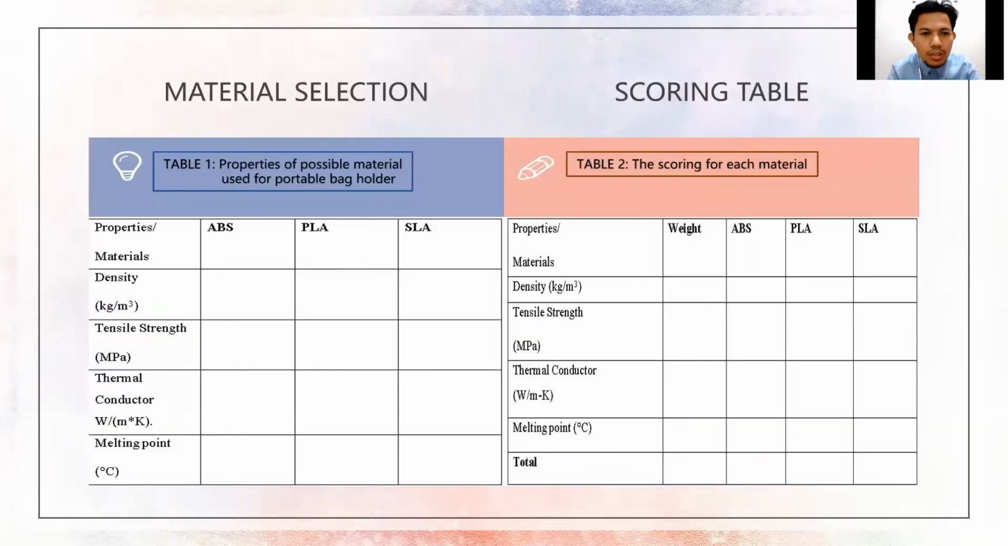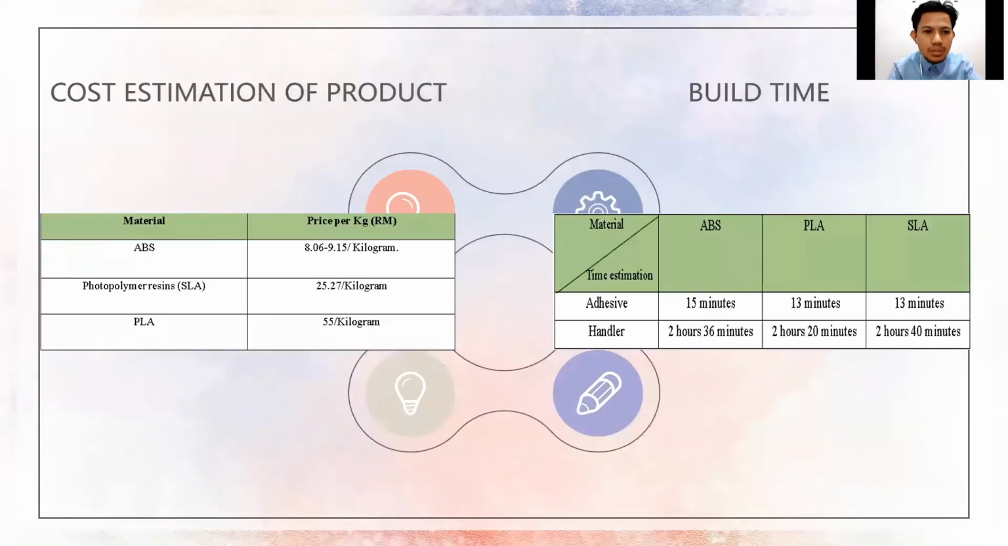After that, for the material selection and scoring table. For material selection, we're focusing on the density, tensile strength, thermal conductivity, and melting point. All the results can be seen in the final report. And the right one is the scoring table. Also, we're focusing on density, tensile strength, thermal conductivity, melting point, and the total, all of which can be seen in the final report.